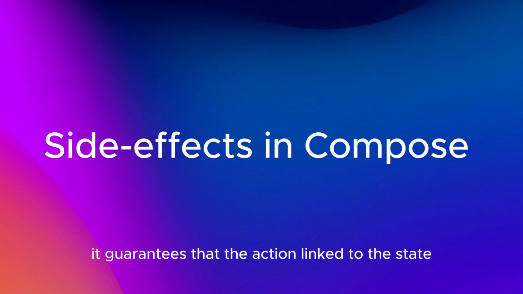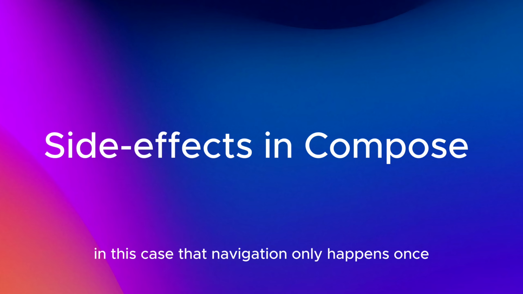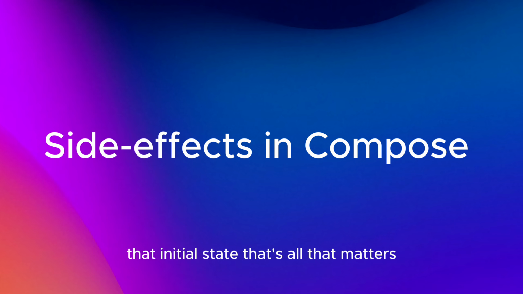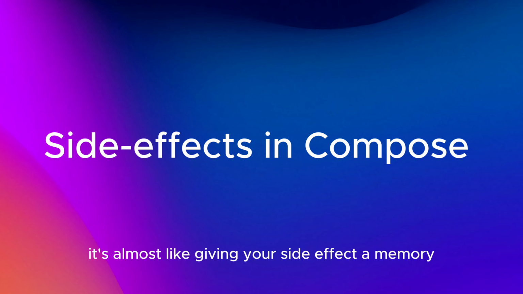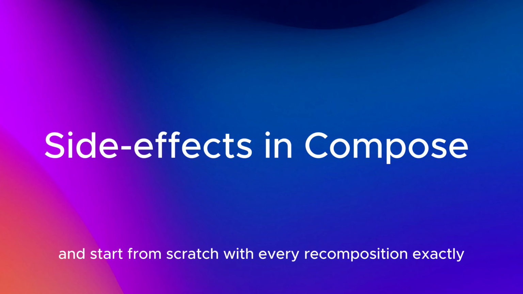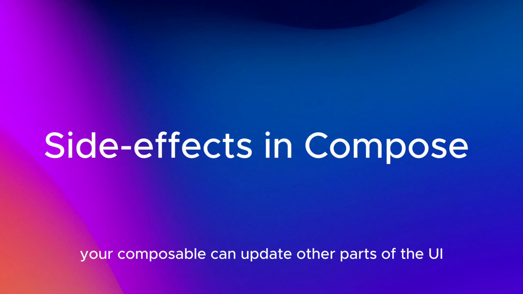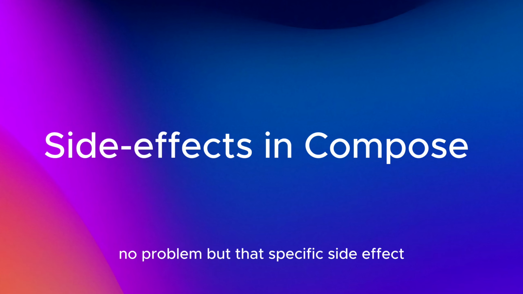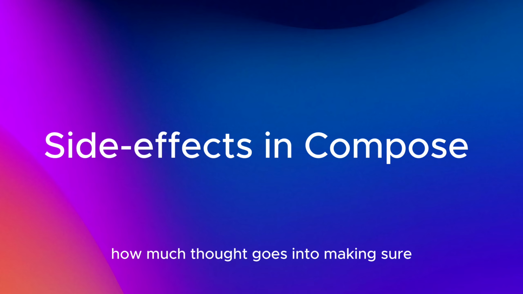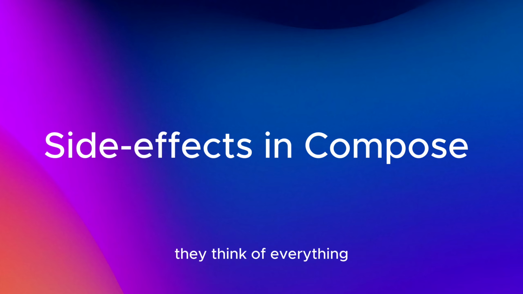It guarantees that the action linked to the state, in this case that navigation, only happens once. That initial state, that's all that matters. Even if things recompose, remember updated state is like, nope, already handled it, moving on. It's almost like giving your side effect a memory so it doesn't freak out and start from scratch with every recomposition. Exactly. And you don't even lose that reactive goodness. Your composable can update other parts of the UI no problem, but that specific side effect, like our navigation, stays in check. That's some seriously smart engineering. Sometimes I forget how much thought goes into making sure Compose can handle the predictable and the unpredictable with style. The Compose team, they think of everything.